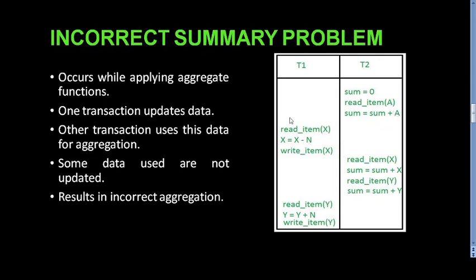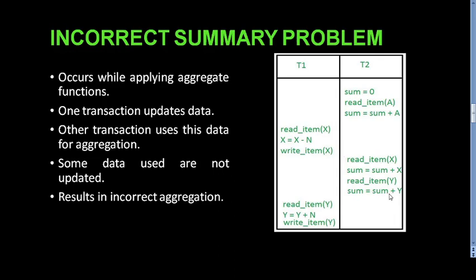It is adding it to the sum. After that, transaction T1 is reading a data item X. It is updating its value and writing it, but it's not finalized. Then T2 is reading the updated item X and adding that updated item to the sum, which already has A. After X is added to that sum, it is reading item Y. Item Y is still not updated, but T2 is reading item Y and adding it to the sum. So now our final sum contains A, the updated X value, and the Y value which is still not updated.